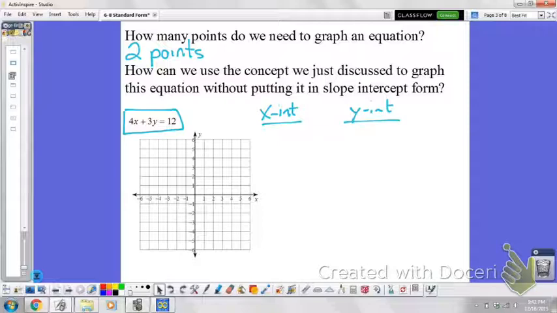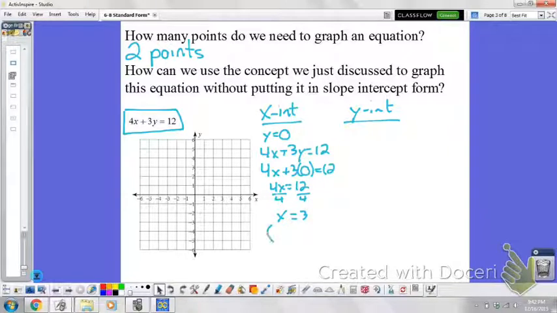Now, for the x-intercept, I know that y has to be equal to 0. So I'm going to take the equation 4x plus 3y equal to 12, and substitute in my 0. That gives me 4x plus 3 times 0 equal to 12. Since 3 times 0 is 0, I'm just left with 4x equals 12. Divide by 4, and x is equal to 3. So my x-intercept is (3, 0). So let's go ahead and plot that point.